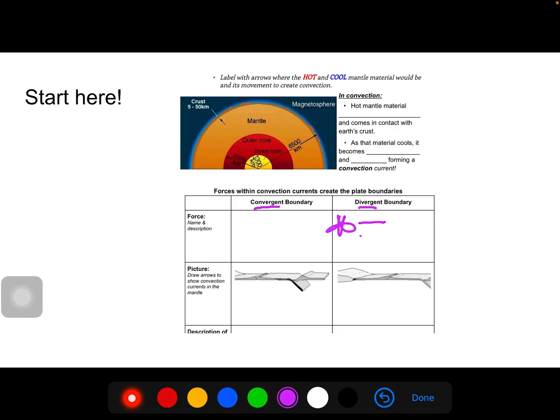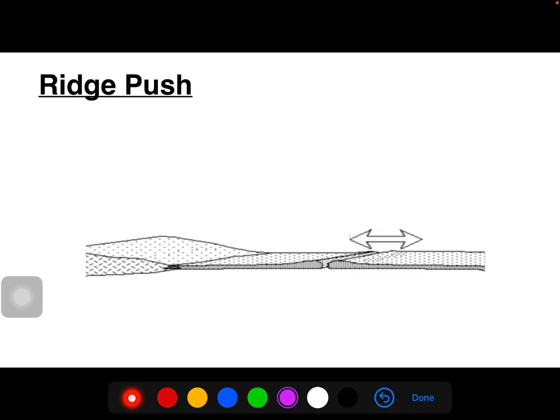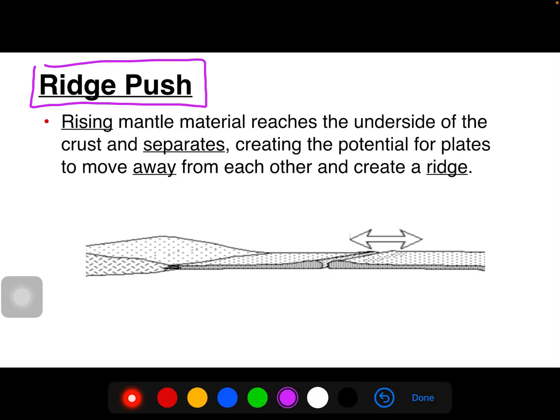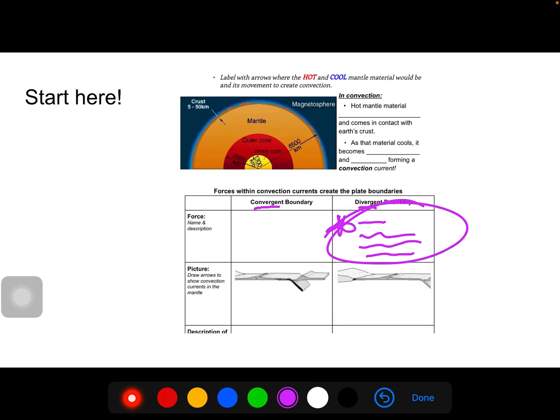We're going to put in the name and a description of the force happening at the divergent boundary. So essentially what the convection is doing at that spot. So the name for the divergent boundary is known as ridge push. Ridge push is describing the motion of the mantle material at a divergent boundary. So you might want to pause so you can get this little section typed in or written in your spot right here. So you should already have ridge push filled in. Now you're writing your description.